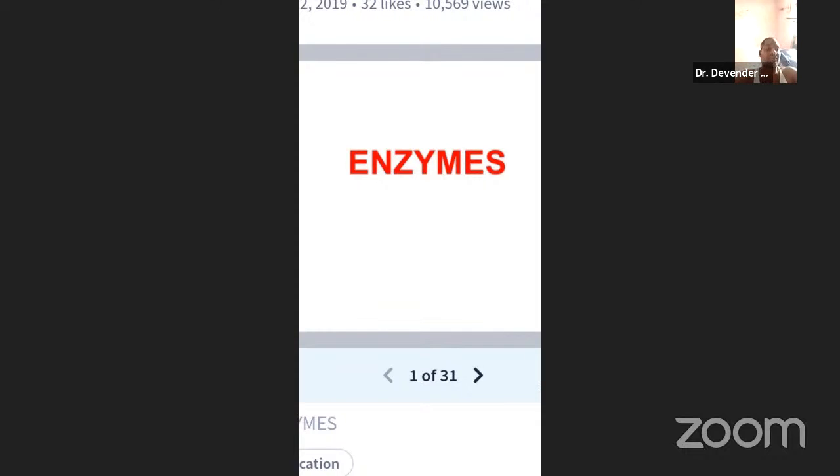So according to Dixon and Webb, the enzyme is a protein with catalytic properties due to the power of specific activation. What are the properties of enzymes? Enzymes are needed in very small concentration to convert a large amount of substrate to product.